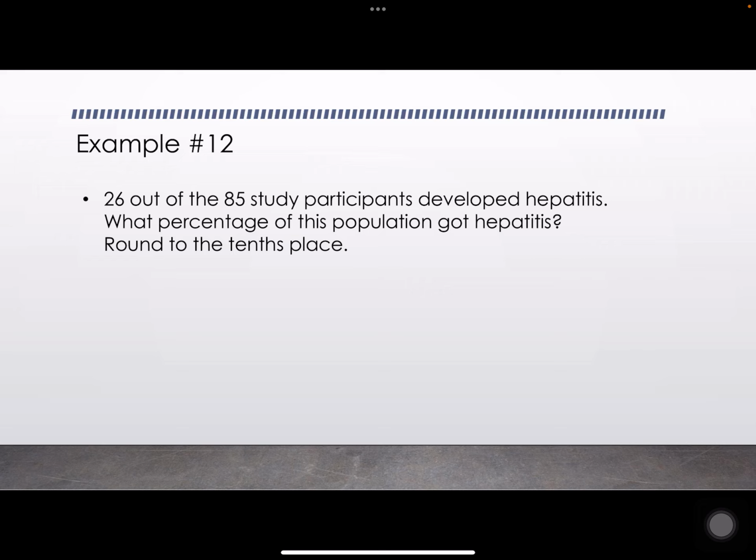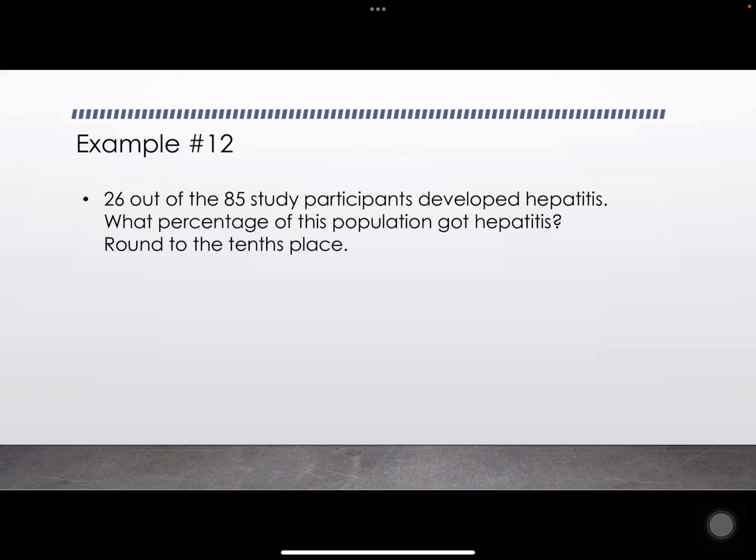So let's see what we have here. 26 out of the 85 study participants developed hepatitis. What percentage of this population got hepatitis? Round to the 10th place. So this is a basic example of something you might see in Epi.